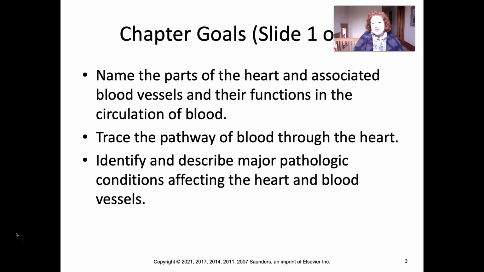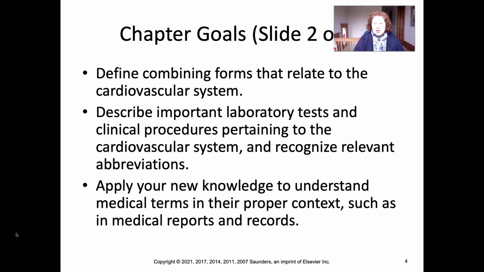That's a little bit different than the heart and the fact that blood is flowing through the heart. You will also notice in this chapter we will start talking a little bit about the respiratory system, because the cardiovascular and the respiratory systems are so intertwined. So it makes sense that this week we talk about cardiovascular, next week respiratory, and the two are pretty well linked. We will go over combining forms, lab tests, clinical procedures, and abbreviations. As always, we want to make sure that we understand medical terms in their proper context.